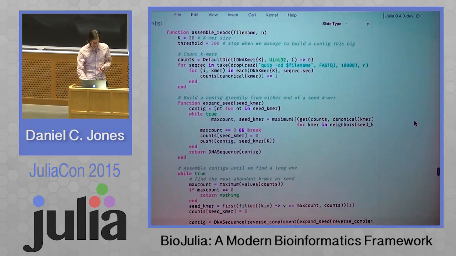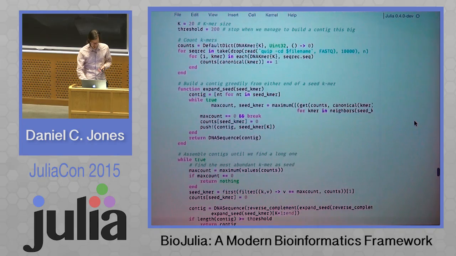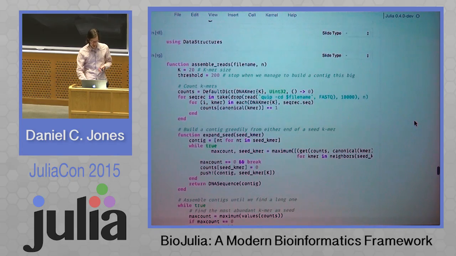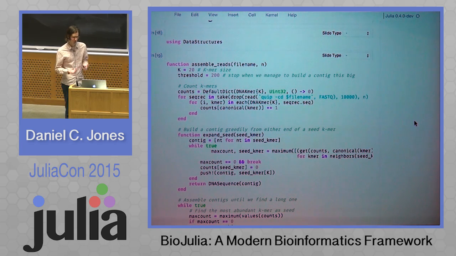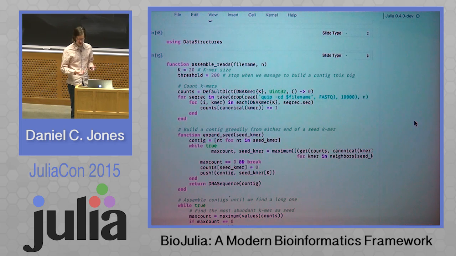OK, so here's a de Bruijn graph assembler in less than 40 lines of Julia. It's a toy assembler. You couldn't use it for anything practical, but it's at least a proof of concept that with more specialized data structures, you could write this kind of stuff in Julia.